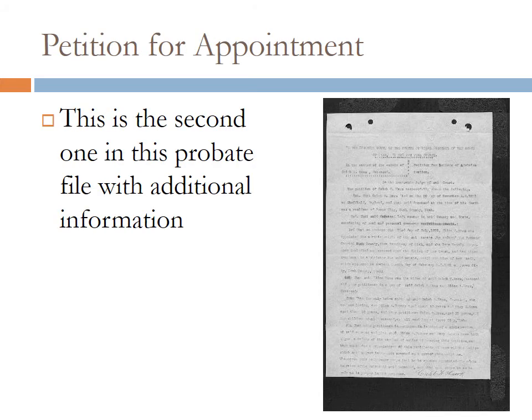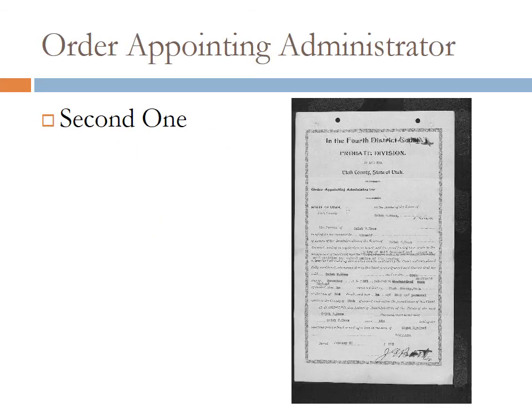The next is a petition for an appointment. Now we're to the second probate action. In this case, the probate action was filed with some additional information, and this information becomes useful to the genealogical researcher. Here's an order appointing an administrator. This is the second one.